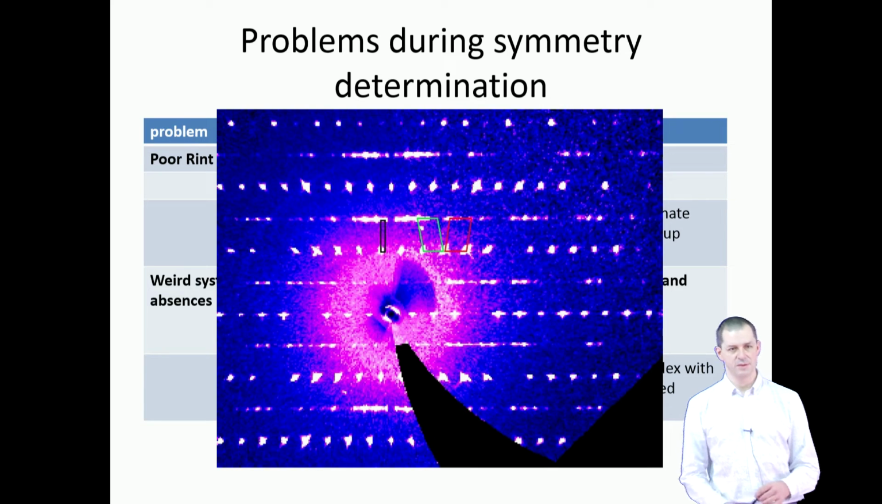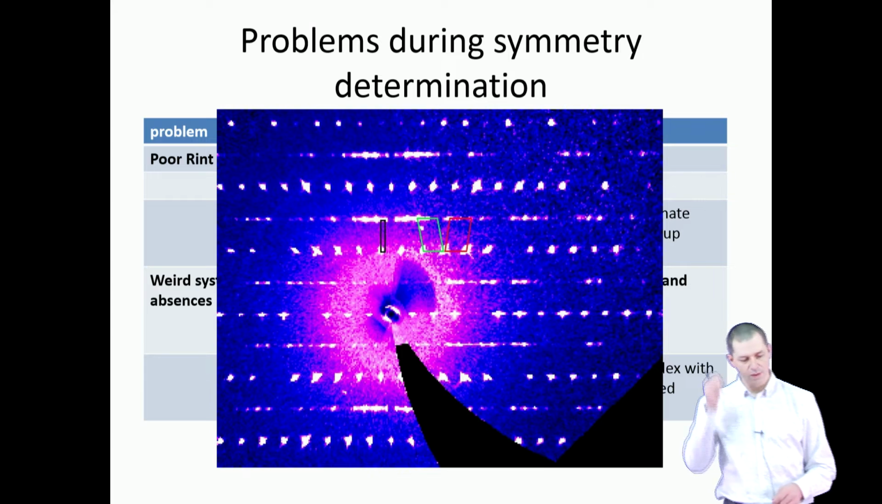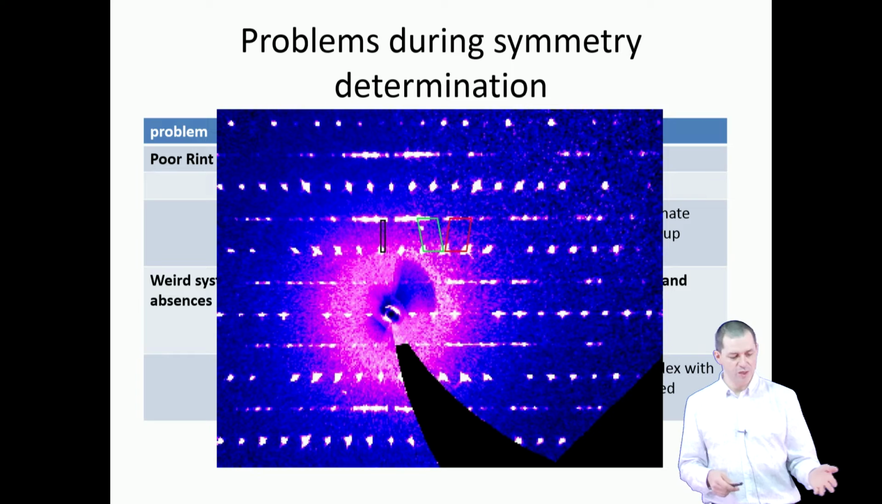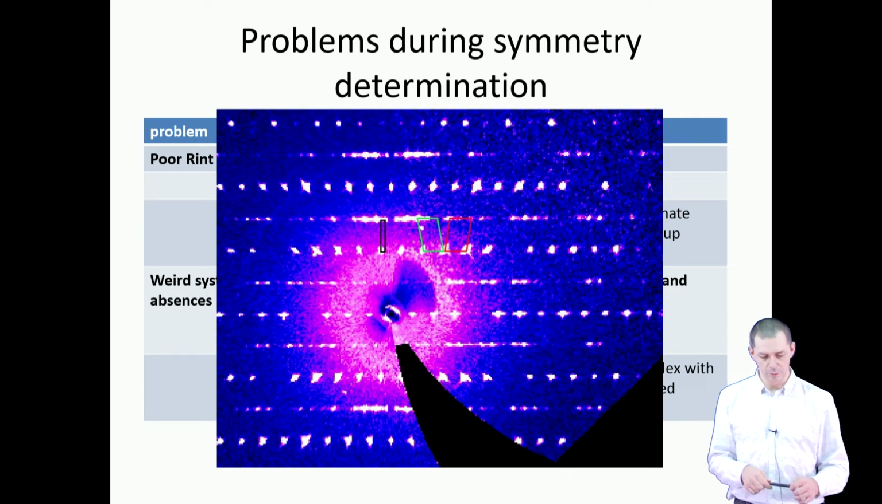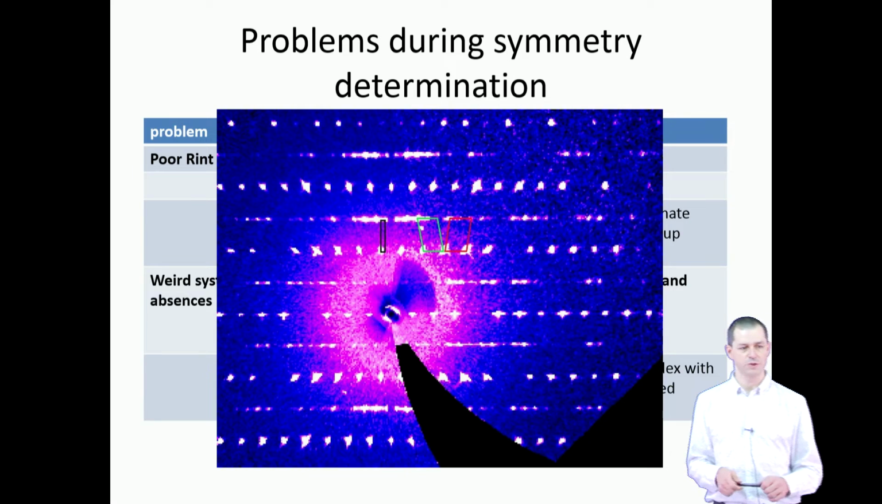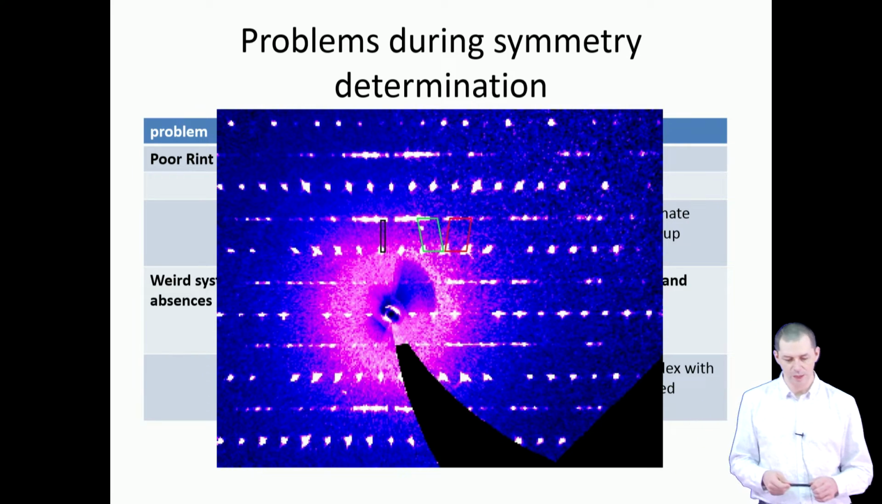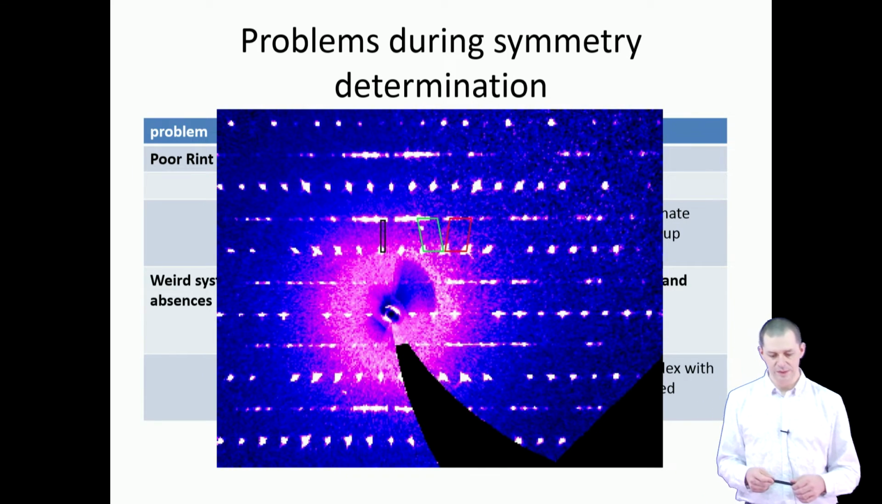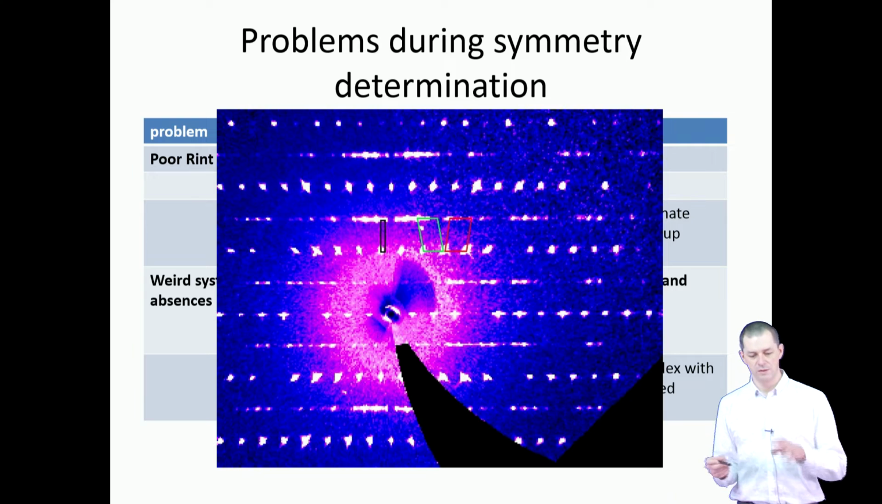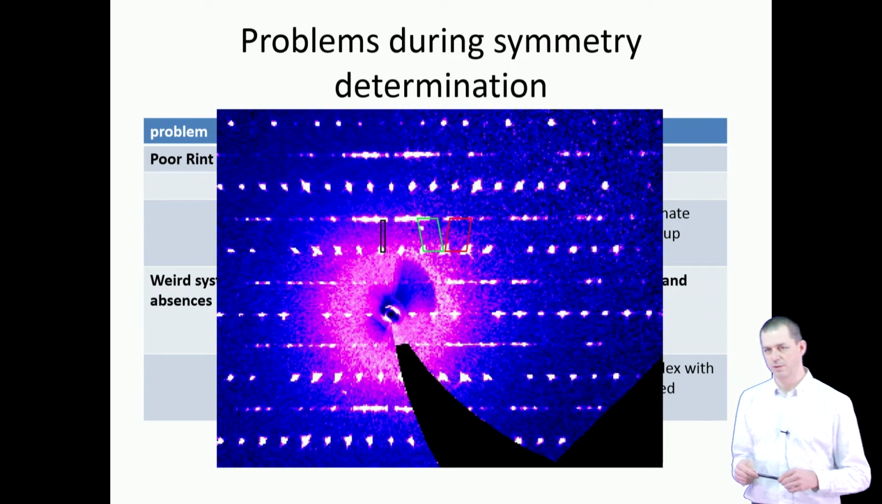This is the same example. This actually belongs to the data processing stage, but if you overlook it there, and if you struggle with the structure determination later, it's again worth coming back to the diffraction pattern and looking carefully for funny systematic absences. Maybe I can say I didn't prepare the pictures for that, but just a few words.